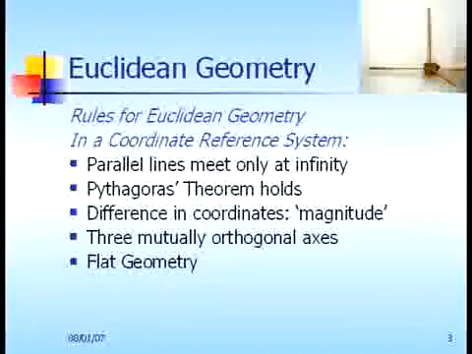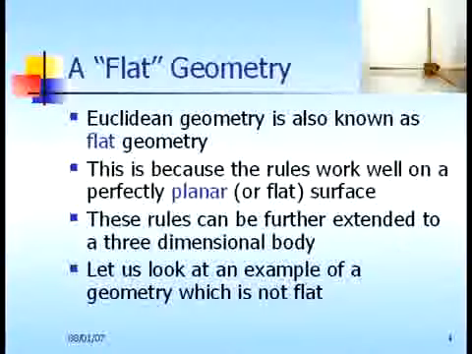Let us try to understand this. Euclidean geometry is known as a flat geometry because the rules work well on a perfectly planar or flat surface. These rules can be further extended to a three-dimensional body. What does it mean to say a planar or a flat surface? To understand that, let's look at something which is not flat.